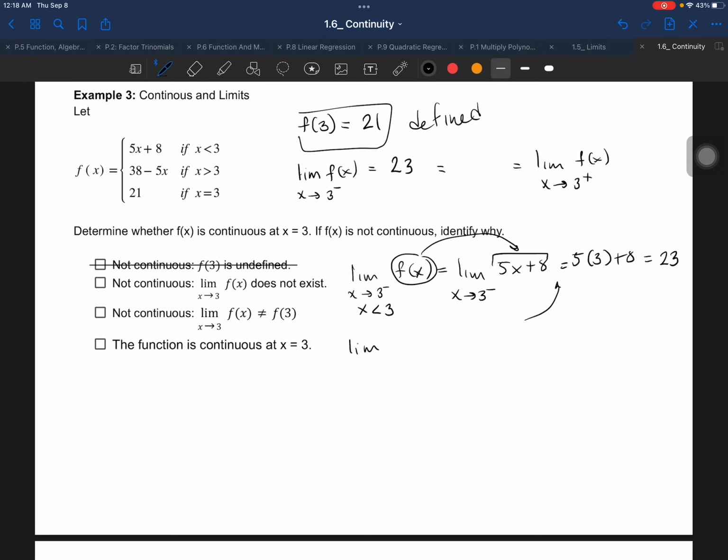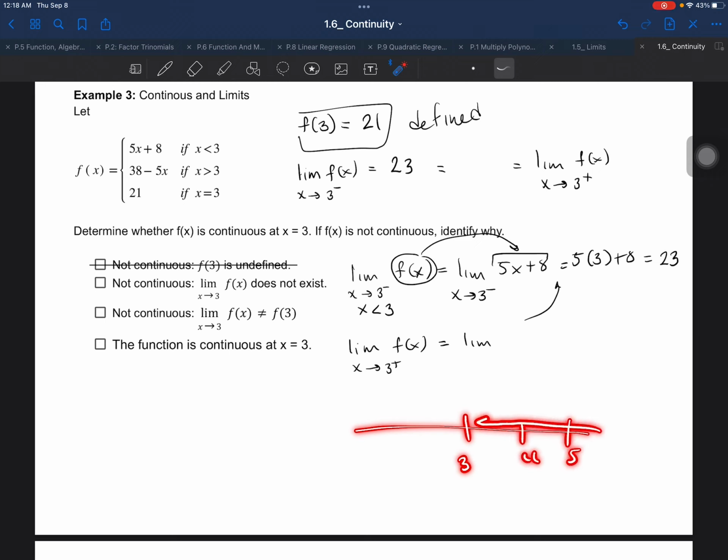Now, what about the right side? As for the limit of f of x as x approaches 3 from the right side, we have to choose the case where x is coming from the right side. Again, on the number line, that means it's coming from this side, so the x values are greater than 3. So therefore, we're going to be using this option for the function, because these are all the cases where x is greater than 3.